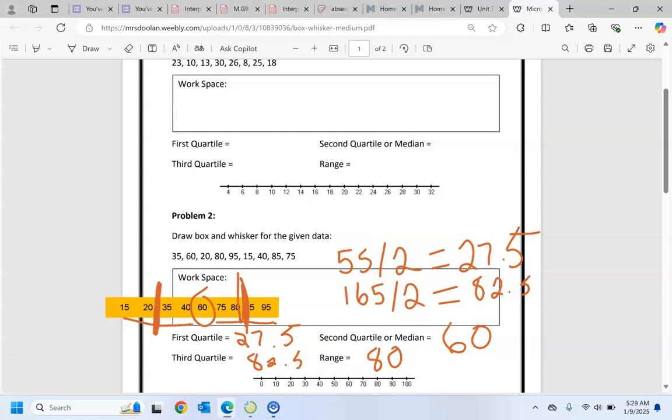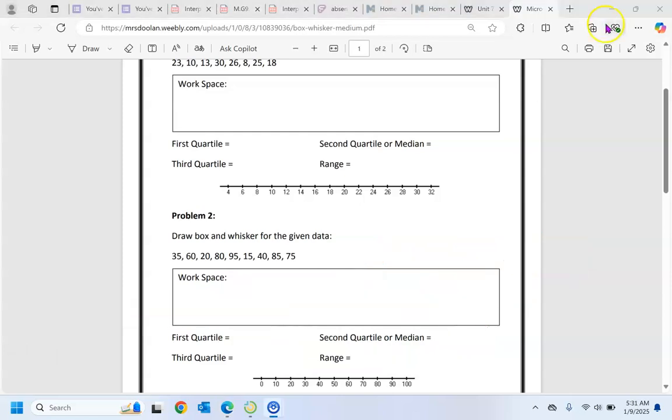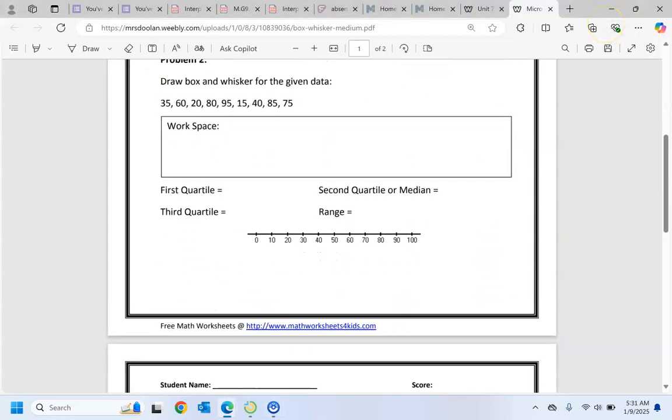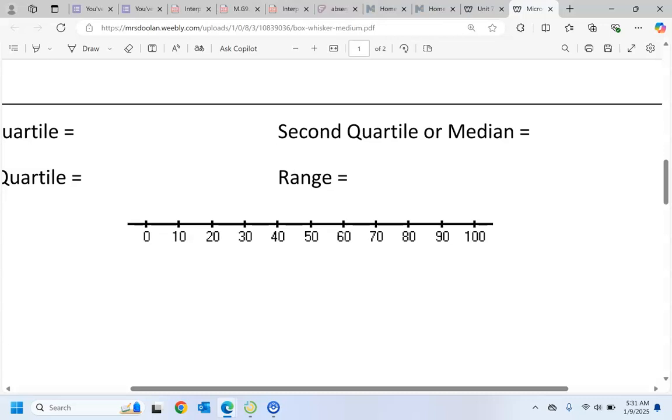All right, so now I'm going to draw my plot, all right? So let me see. I need to scroll up because I ran out of space there, okay? So I said that the lowest number we have is 15, so I'm going to put that there. And the highest number we have is 95, so I'm going to put that here. Oops.